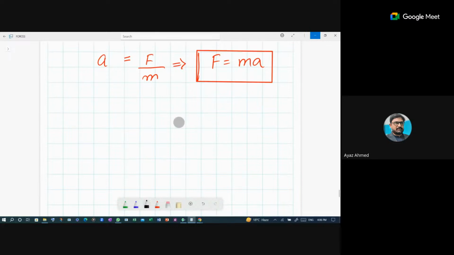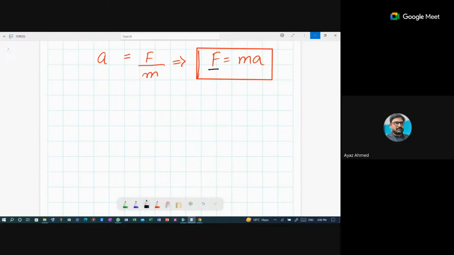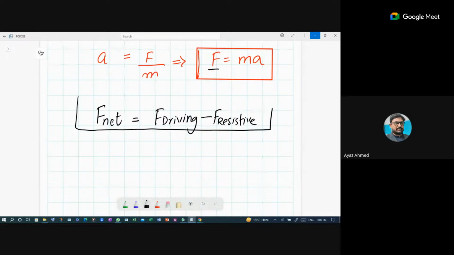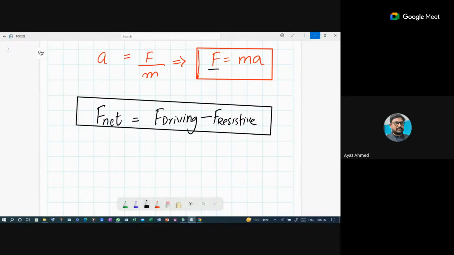So what is important in this equation? Important in this equation is F. So this is your F net. F net is equal to, remember this thing, F driving minus F resistive. I'm going to write this equation for you. It will work all over the physics, not only in IGCSE. It would work at any level of the physics.